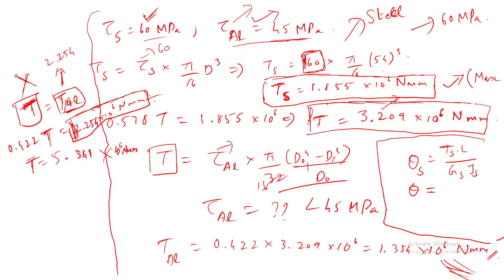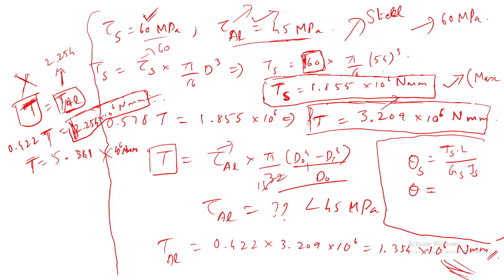Or do you still have doubt? If you still have doubt, I will explain it again. No, sir. Design based on the steel. Yes, design is based on the steel because the steel can't sustain the torque. What we have designed based on aluminum, the torque induced in the aluminum shaft is less than in the steel shaft.